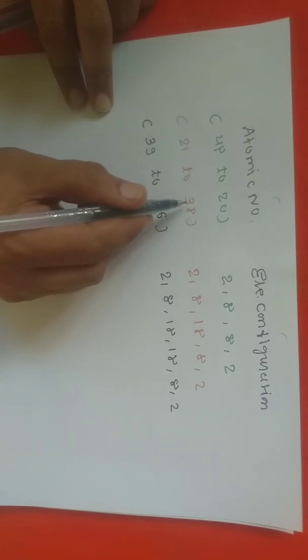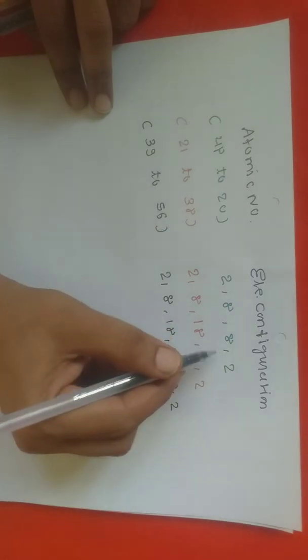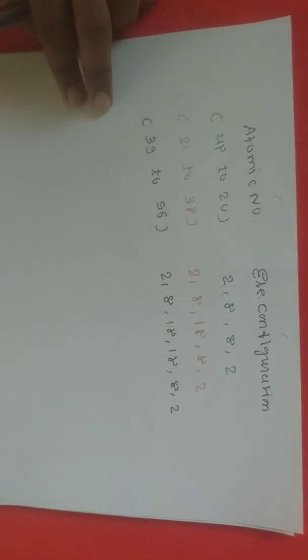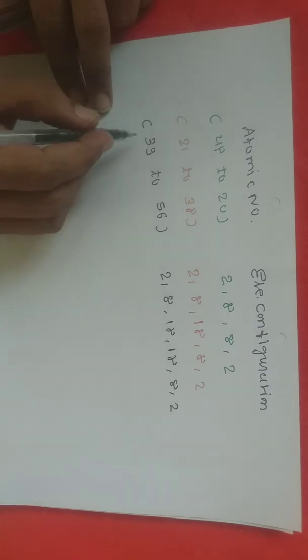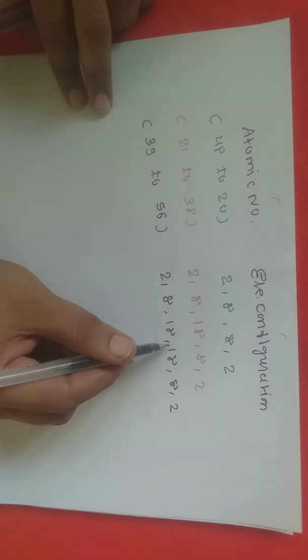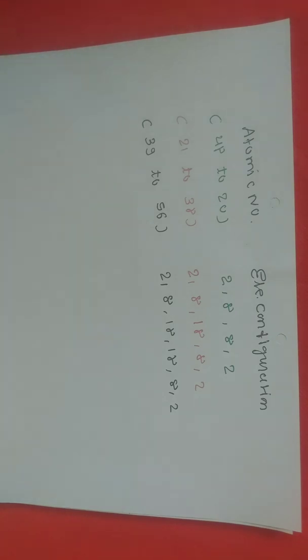So again, if you add 18 to 38, it becomes 56. So 38 plus 18, that's 56. That's why we have placed one more 18 here in between, in the center of this row. Similarly, every time just add 18 here, put 18 in the center, and every time you will get the respective electronic configuration. Now let us see how to use this electronic configuration to calculate the valence electron of various elements.